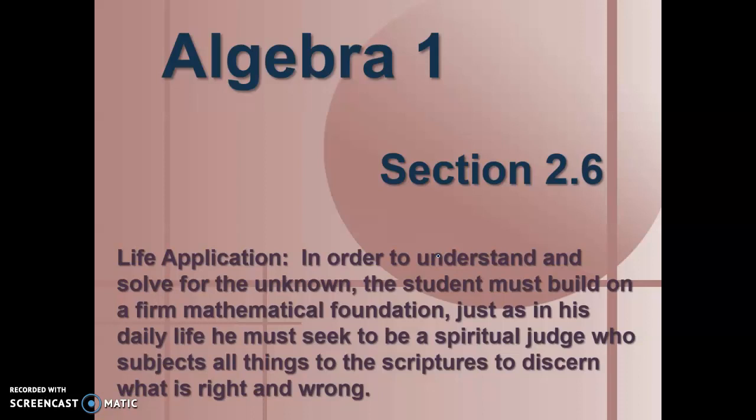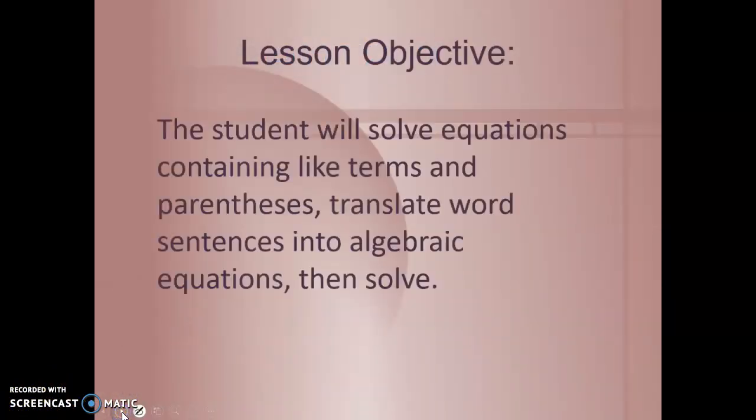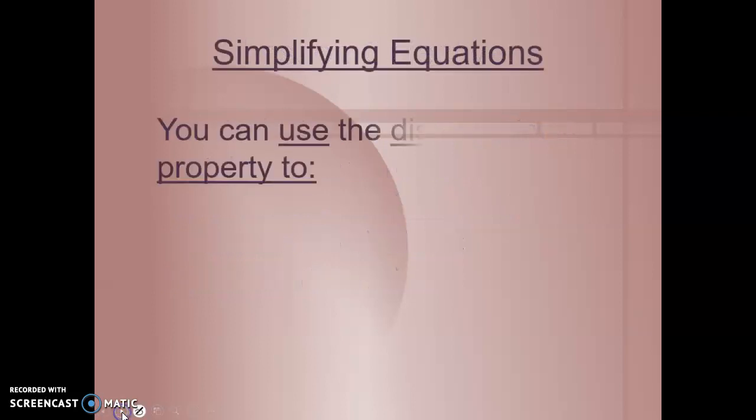In math, we're solving for the unknown all the time. We're trying to find the variable that's missing. We're trying to find missing information. And we've got to use the foundational pieces of math to find that information. And that's what we're going to take a look at today. Our lesson objective for today is this. You, the student, will solve equations containing like terms and parentheses, translate word sentences into algebraic equations, then solve.